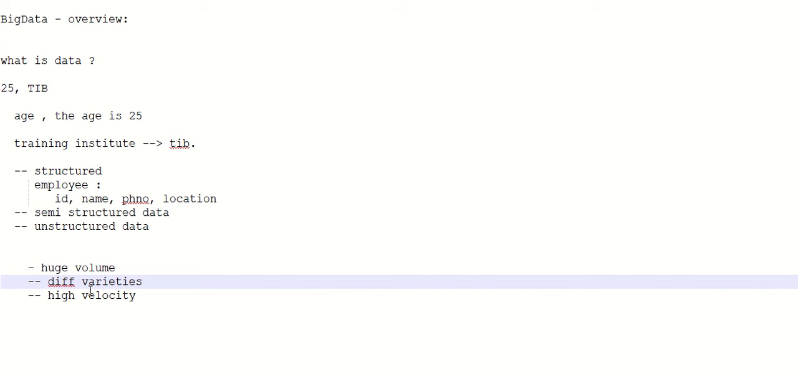So what are the problems associated with this big data? When I have this huge volume, different variety and high velocity of data, it is very difficult for me to store the data, and it is very difficult for me to process the data. When I say process the data, I mean getting some meaningful information out of this data. So what are the two problems associated with big data? It's storing the data in a very efficient manner, and accessing and retrieving the data in a very efficient manner.